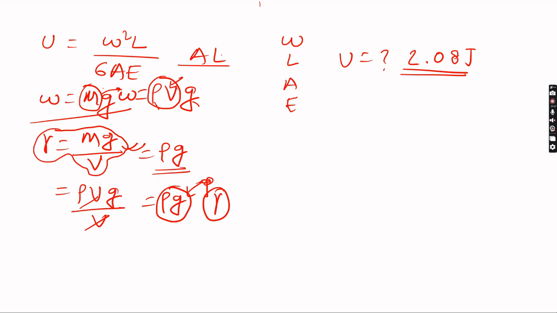So you people can cross check whether this is coming or not. How do you have to cross check? You just have to put all the values in this formula. And how to get all those values I have already discussed.